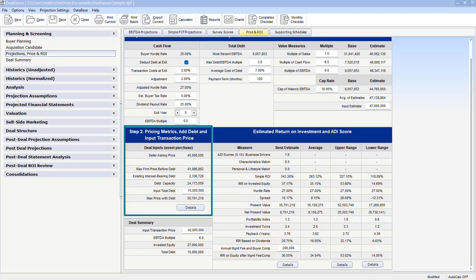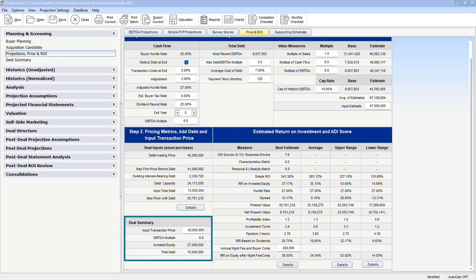Based on the assumptions in the top section of the screen, the program solves in step 2 for the maximum price the buyer can pay, first in an all-cash deal, and still meet their adjusted hurdle rate. Then, using debt capacity as a guide, you input the total debt for the transaction, and the program solves again for the maximum price that will hit the target adjusted hurdle rate, but now with debt or leverage in the deal. You can click on the Details button to see the underlying calculations.